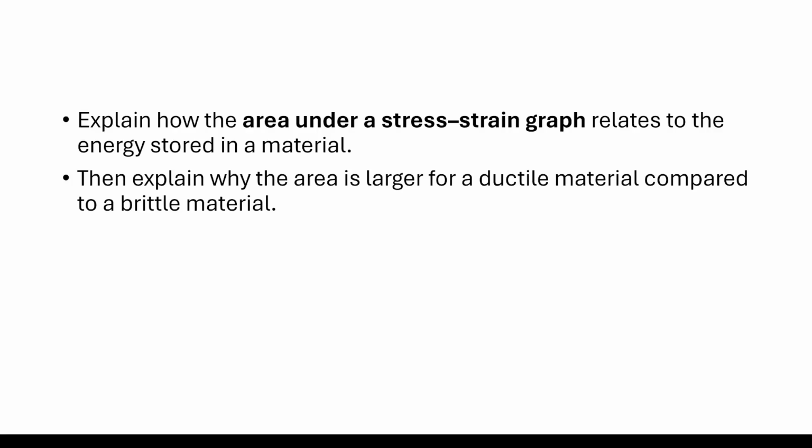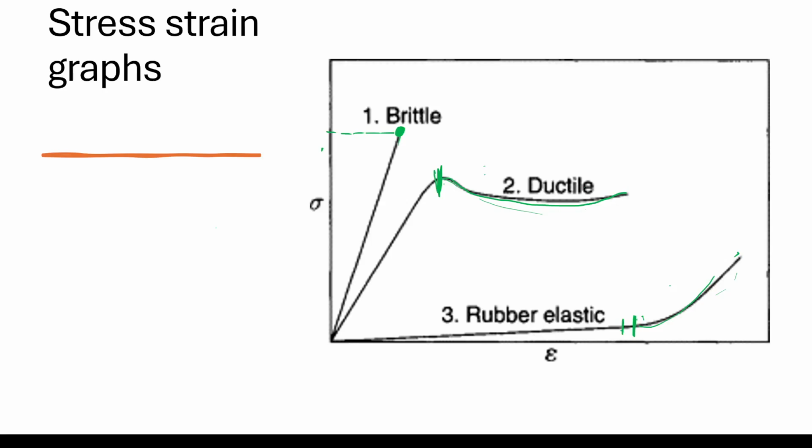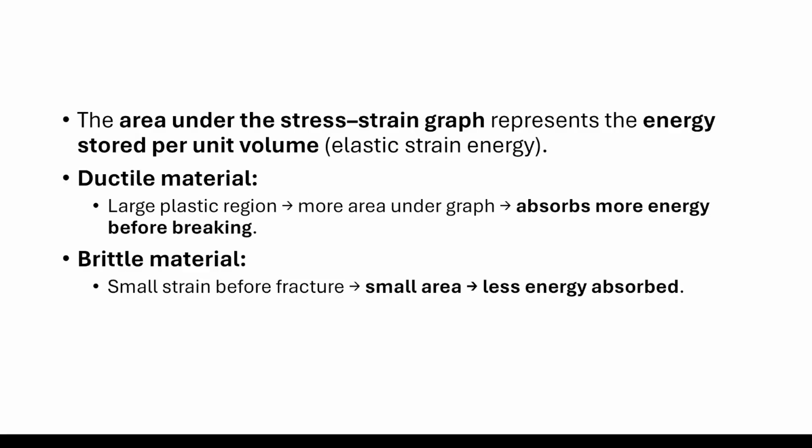Let's use this question. Explain how the area under stress strain graph is related to the energy stored in a material. So area under stress strain graphs gives you energy stored per unit volume. Why the area is larger for a ductile material compared to a brittle material? Because a ductile material will have more extension, brittle is just going to break. So obviously, because ductile has more extension, it absorbs more energy before breaking. That would have more area. Go ahead, pause and read it.